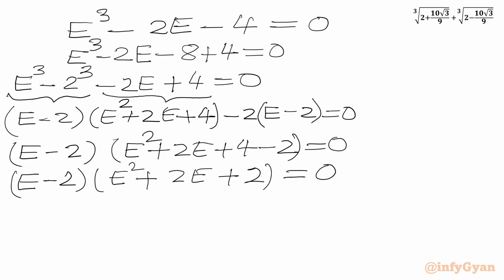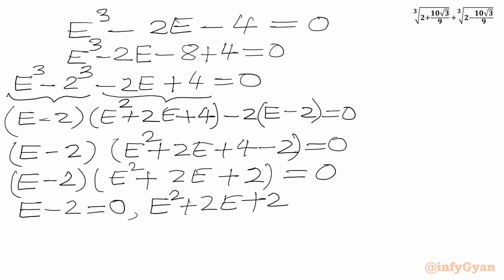Now using the zero product rule, we will write either e minus 2 equal to 0 or e square plus 2e plus 2 equal to 0. So from our first equation e minus 2 equal to 0, we are going to get the expression value equal to 2, which is our real number.